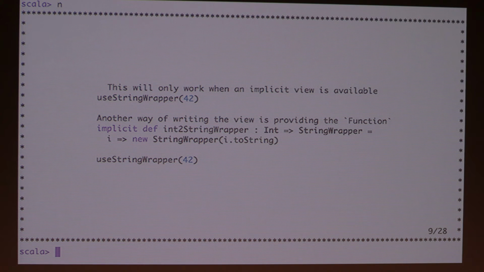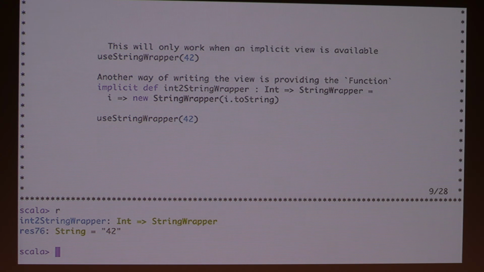So what we saw is that we were constantly defining implicit defs. You can also put an implicit function in scope here. I see I've now written down def here. This could also be a val, of course. So if we make some string wrapper, which is actually a function, this will also work for the implicit view way of working. So we see that this also works. Good. Because now we have an implicit view in scope for int to string wrapper.